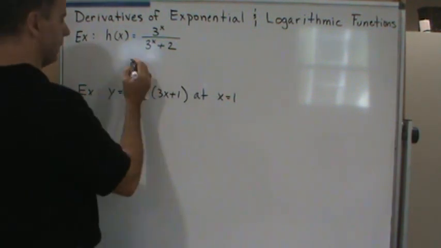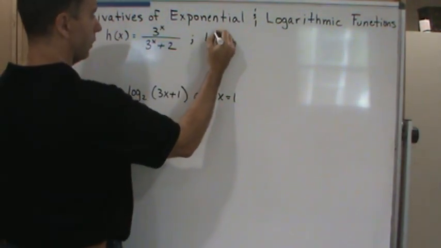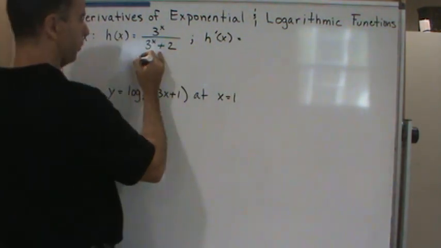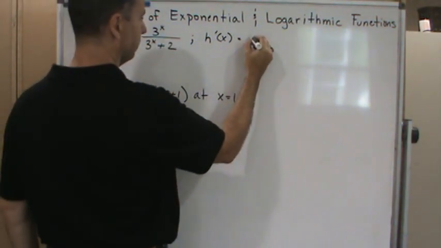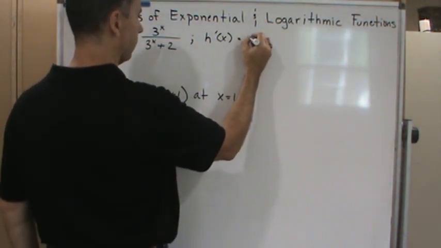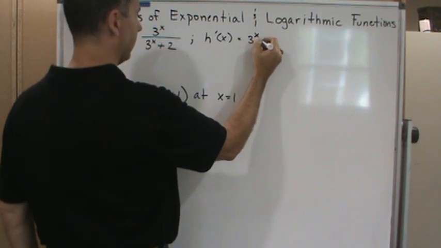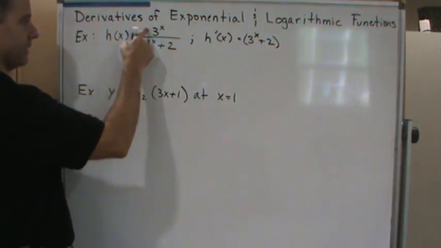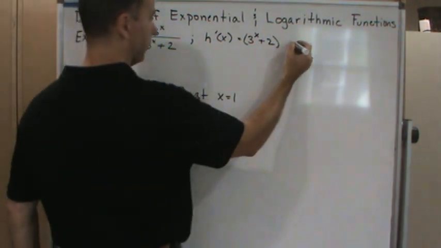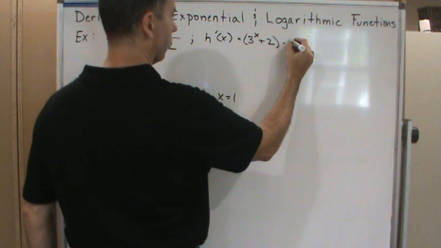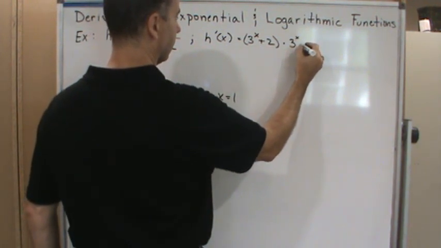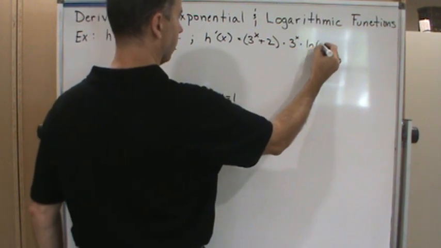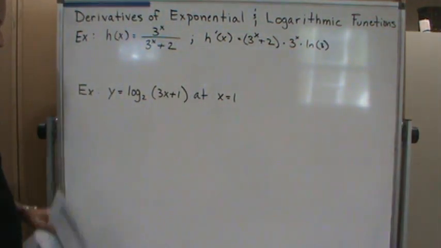So again, let's just set up the derivative. So low d high, so the bottom times the derivative at the top. So that's going to be 3 to the x plus 2 times the derivative at the top, but it's an exponential. So it's going to be what? Times 3 to the x times the natural log of 3.